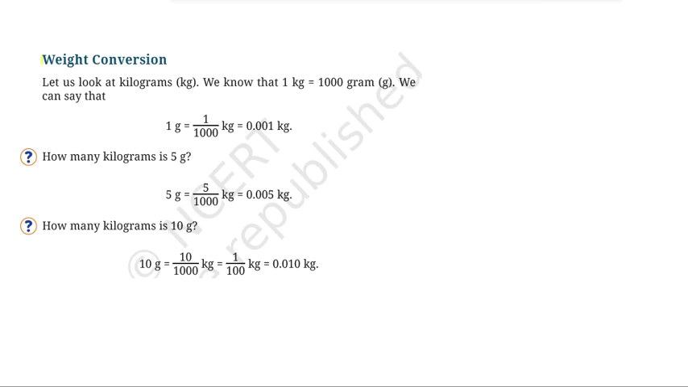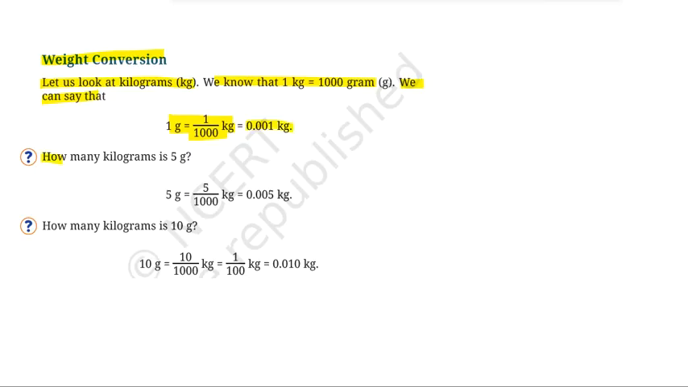Now let us see about the weight conversion. So let us look at the kilograms, kg. We know that 1 kilogram is equal to 1000 grams. We can say that 1 gram is equal to 1 over 1000 kilograms, and when we divide 1 by 1000, it will be equivalent to 0.001 kg.